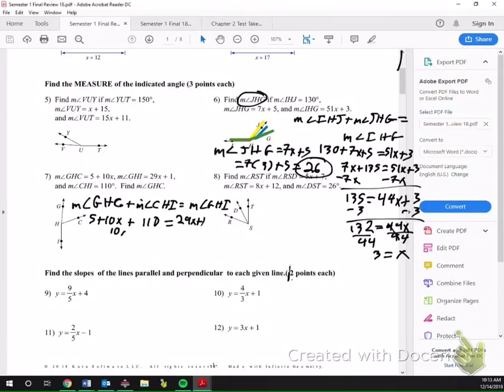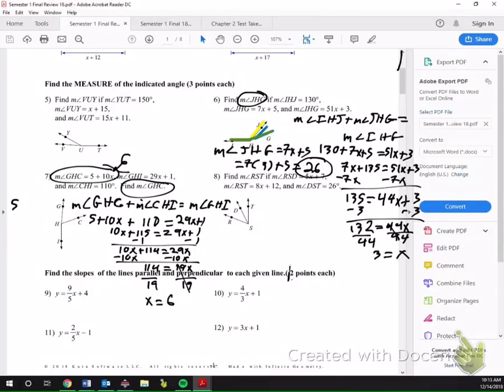Substitute. Combine like terms. Combine like terms across the equal sign. Subtract 10x from both sides. Same general idea. So we have 114 equals 19x. Divide both sides by 19. And we get x equals 6. Again, we're looking for GHC here. GHC is equal to 5 plus 10x. That's 5 plus 60. Or the measure of GHC equals 65 degrees.